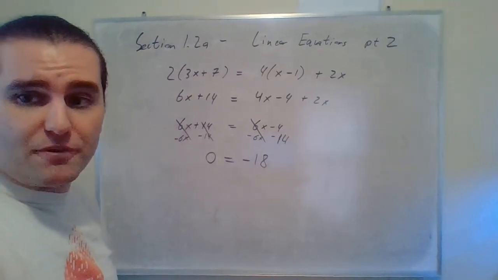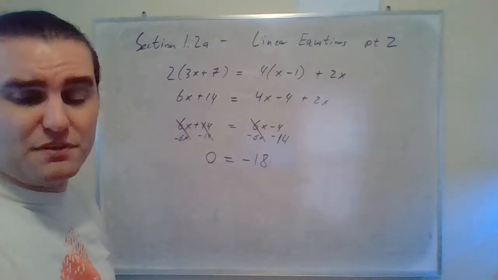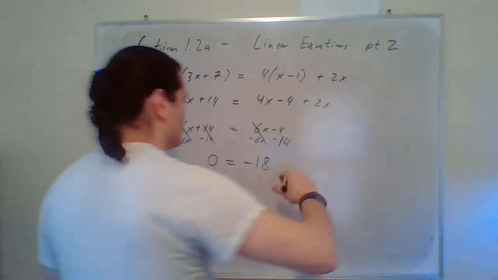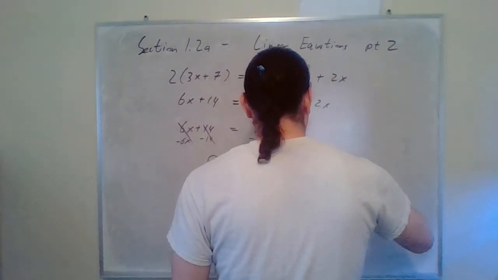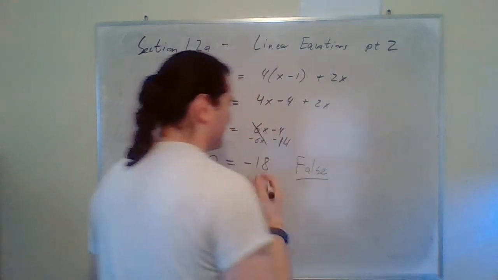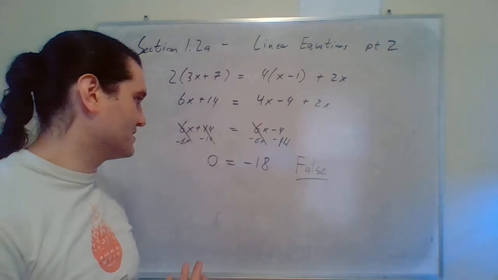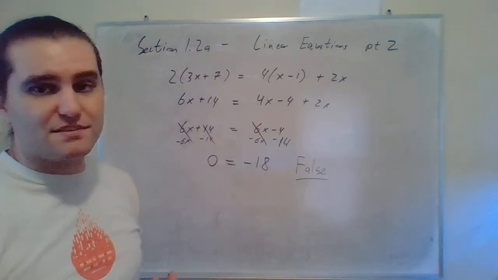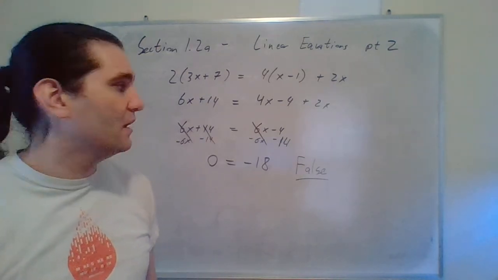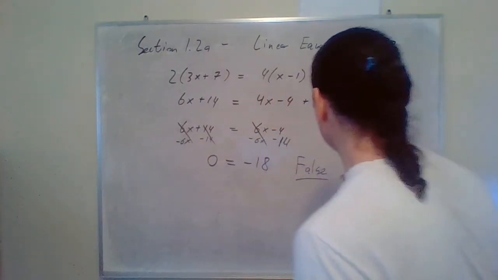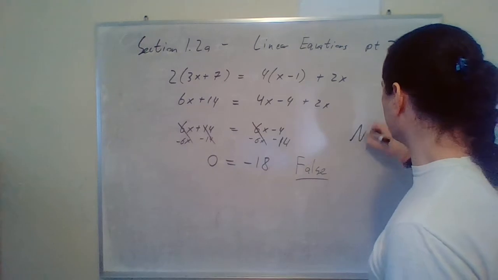Which is a problem for us because 0 doesn't equal negative 18. This is not true. This is false. That's just not a thing that happens in math. You can't make 0 equal negative 18. The x's are gone. So, in these situations, we say that there is no solution.